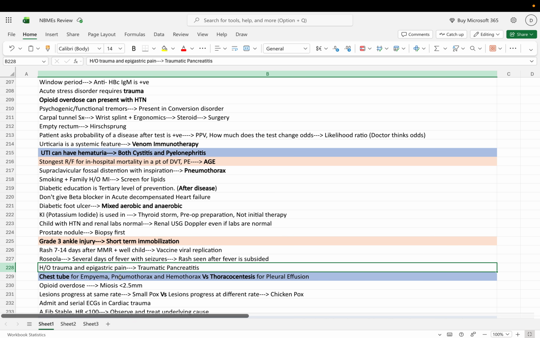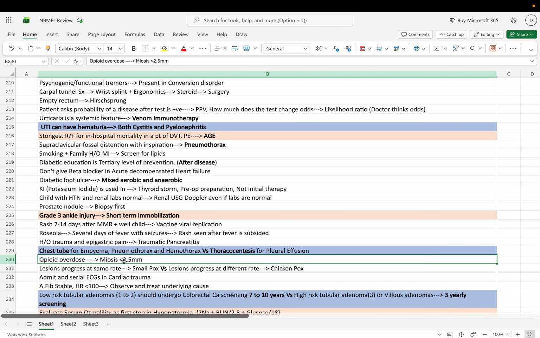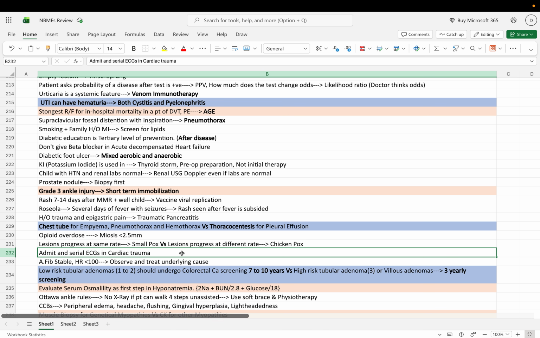History of trauma plus epigastric pain. The diagnosis is traumatic pancreatitis. Opioid overdose presents with miosis less than 2.5 millimeters. If the lesions progress at the same rate, it is most likely smallpox. Versus if the lesions progress at different rates, the most likely answer is chickenpox.